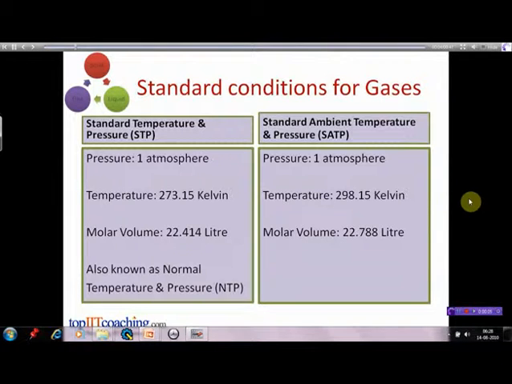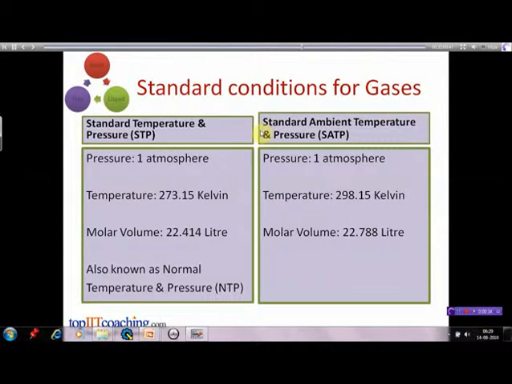Now, there are two standard temperature and pressure conditions normally used to measure the data of gases. The first one is standard temperature and pressure, written in short as STP. It is also known as normal temperature and pressure, denoted by NTP, for which pressure is 1 atmosphere, temperature is 273.15 Kelvin, and the volume of 1 mole of gas is 22.414 liters.